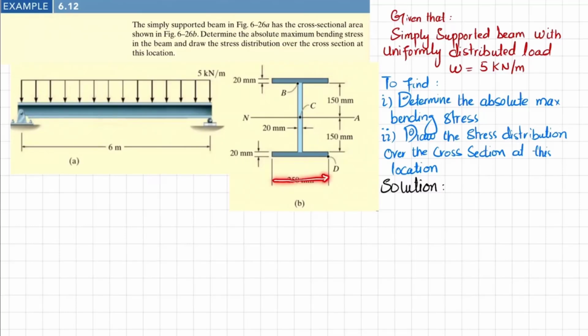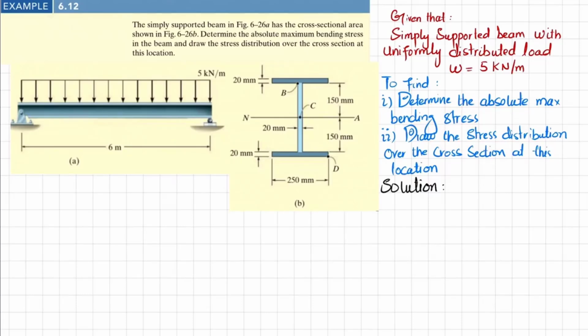The width is 250 millimeter. The total height is 300 plus 20 plus 20, so the total height is 340 millimeter. The thickness of web is 20 millimeter while thickness of flange is 20 millimeter. So you have to determine the absolute maximum bending stress and then draw the stress distribution over the cross section at this location. So let's start with the solution.